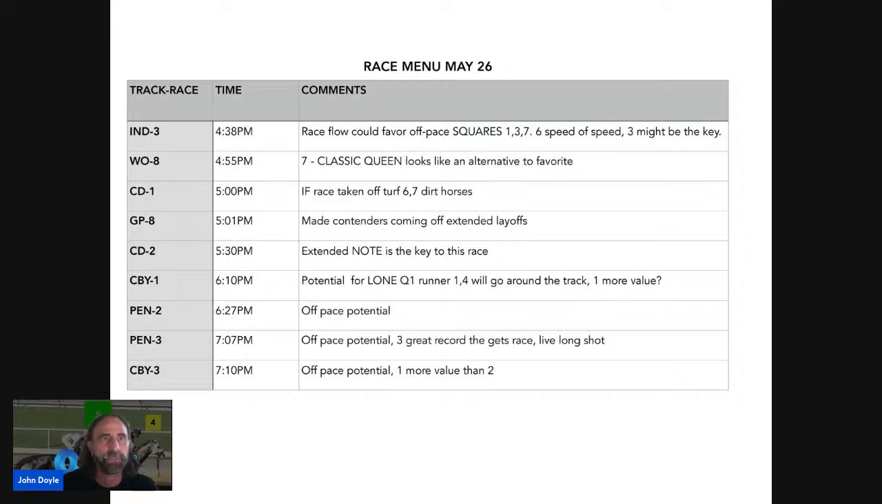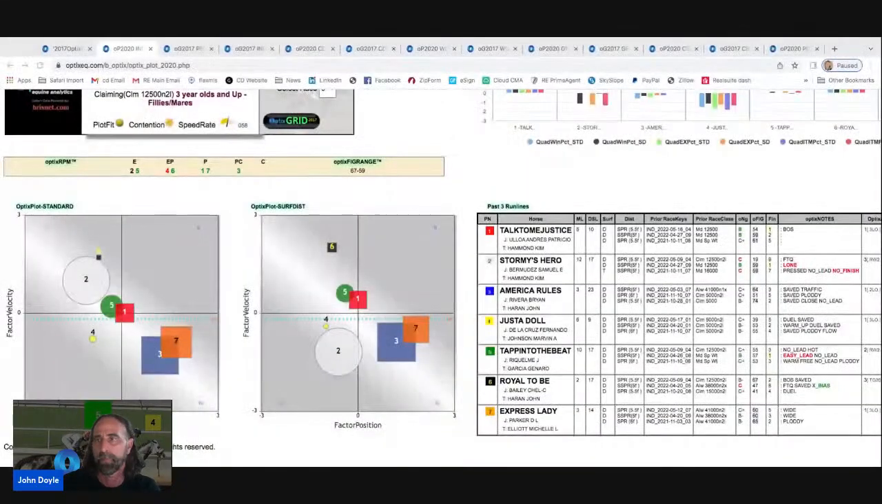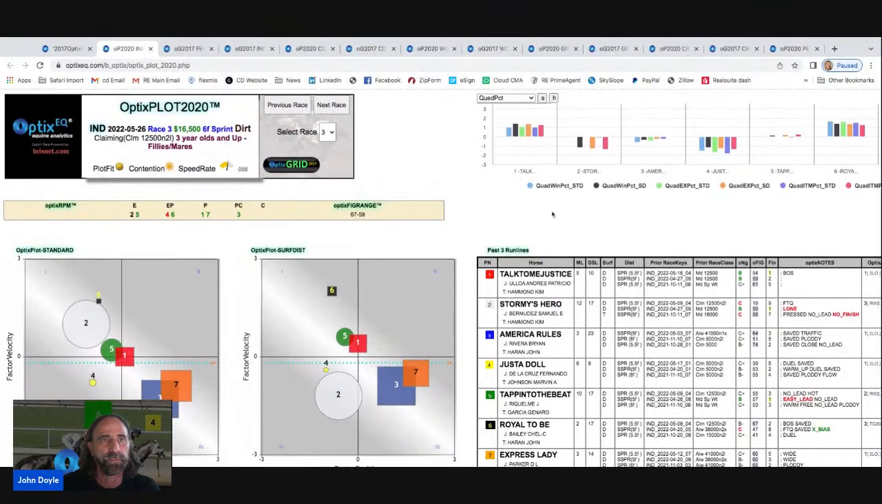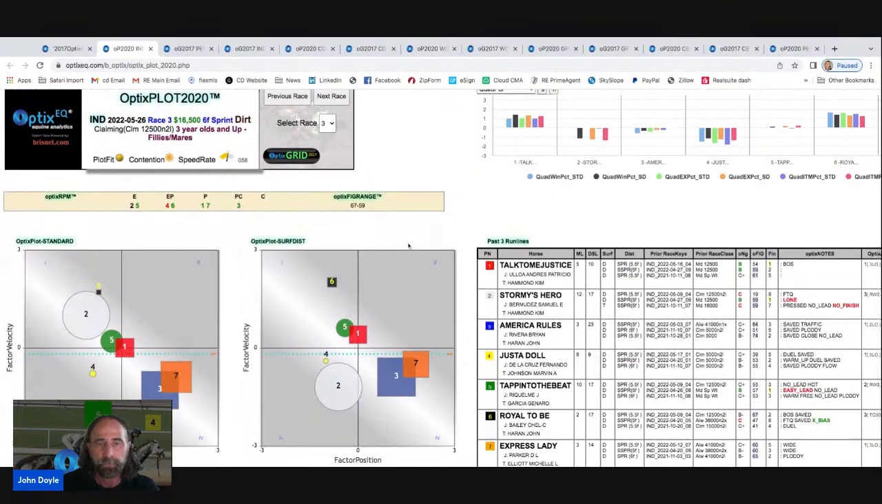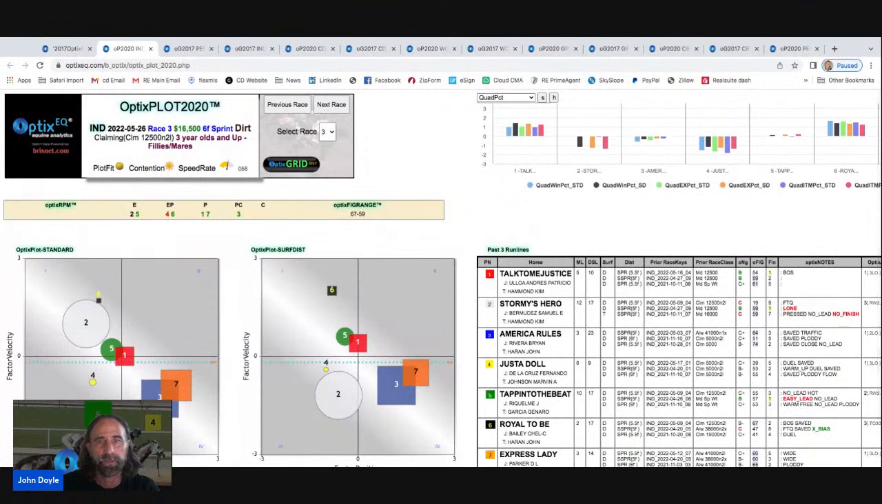And let me go to the plot first. You can see the plot on your screen. Hopefully, let me just verify that. Oh no, let me get the plot up. Okay, there we are. So we'll look at the plot. This is race 3 in Indianapolis, or I guess it's Horseshoe now, a little rebranding there.